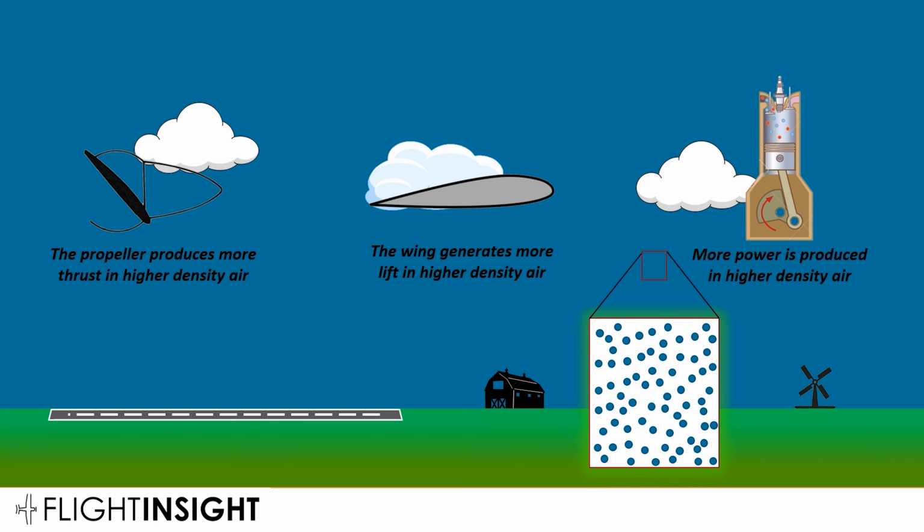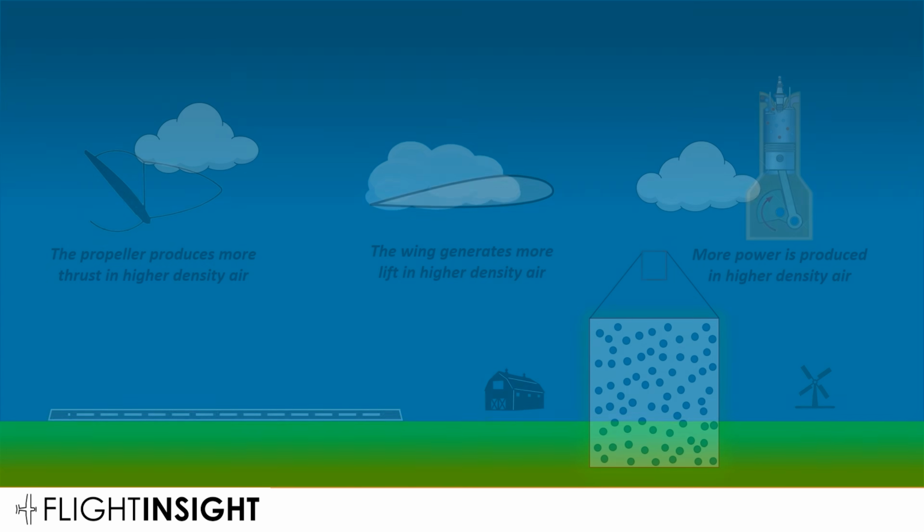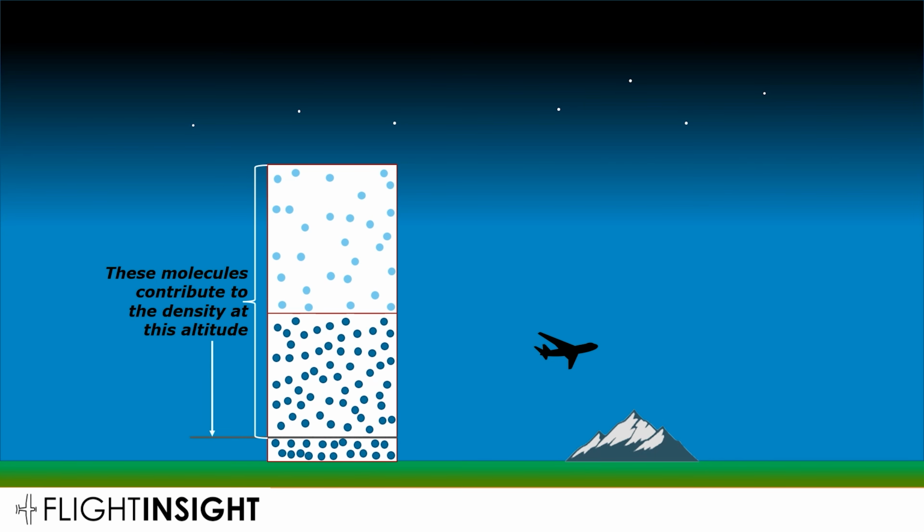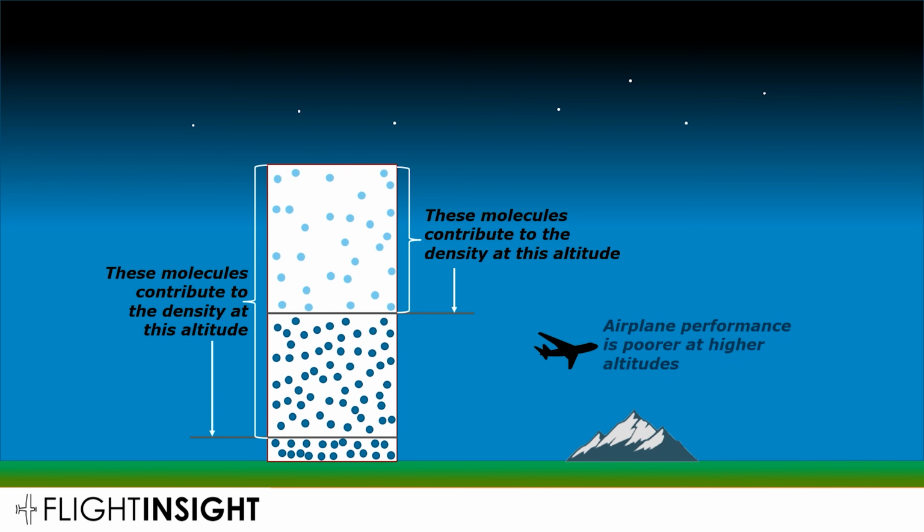Air density is affected by a few things. When we're flying, there's an ocean of air above us, in a column going straight up to space. The air molecules in this column compress the ones underneath so that close to the surface, all the molecules above contribute to a certain air density, while at a higher altitude, fewer molecules above contribute to a lower density. So airplane performance is poorer at higher altitudes.